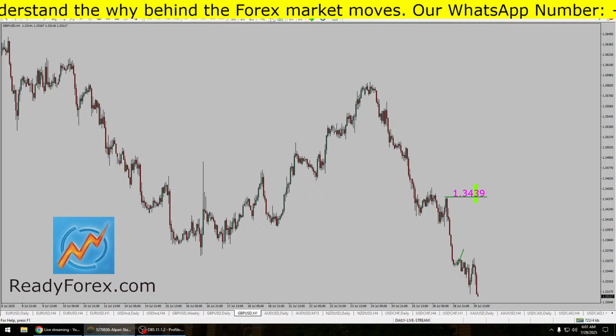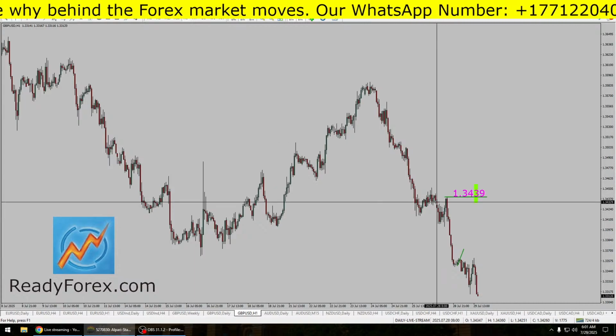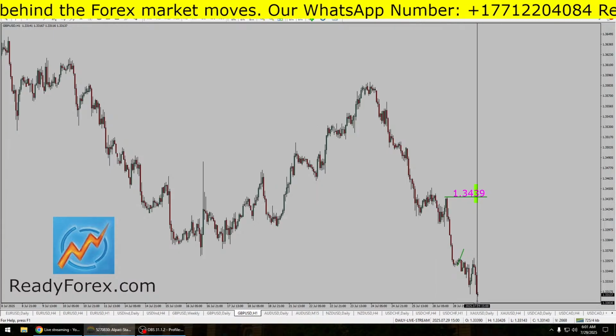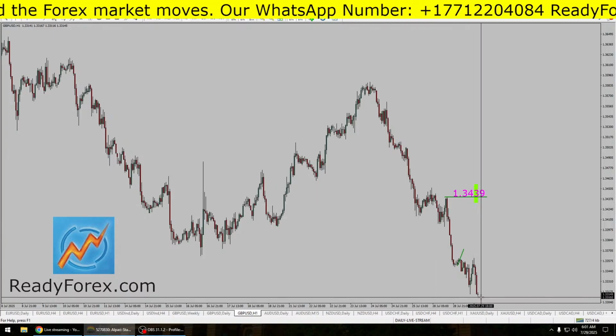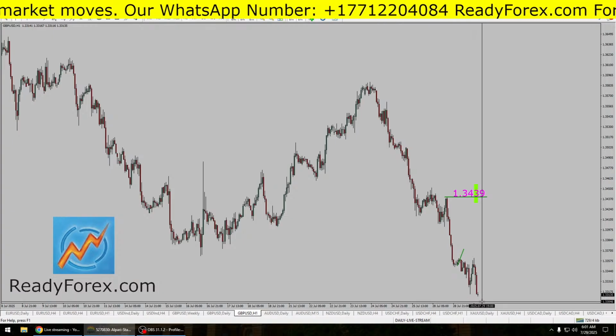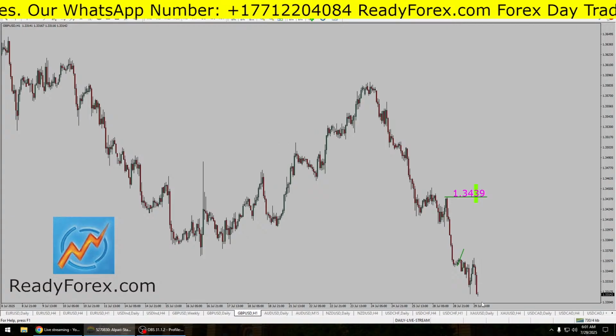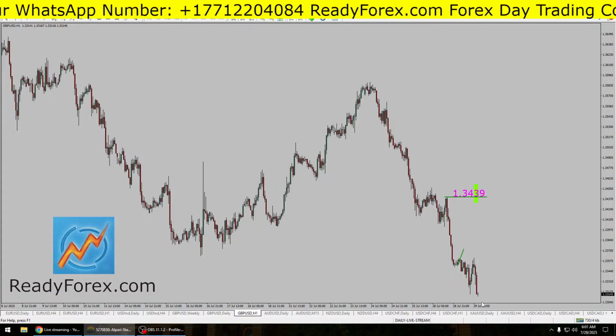Now regarding the pound, we got this pullback. This was a slight pullback, a sideways pattern, a triangle, and then the market continued the decline. The way I see price action is probably going to print a bottom pretty soon. Same goes with what we are talking about in euro dollar.